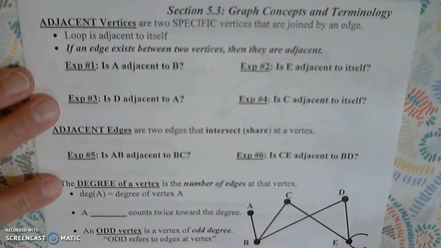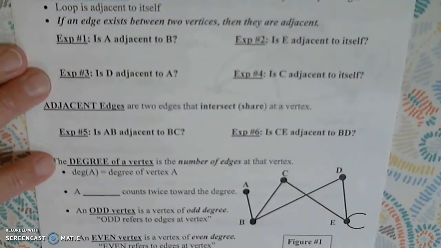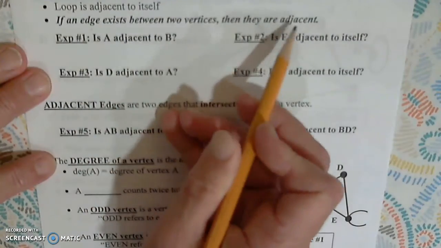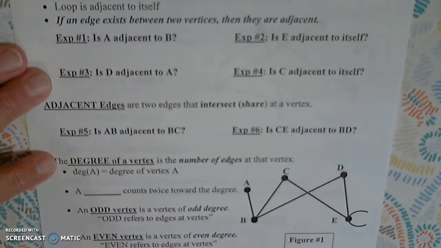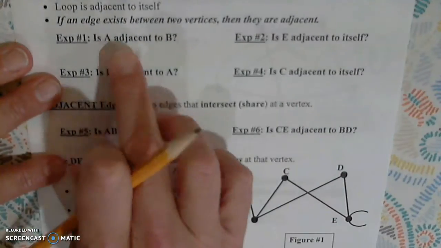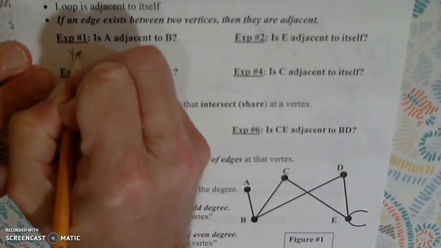So if you remember back when we did loops, down here in the corner, E would be adjacent to E. All right. If an edge exists between two vertices, then they are adjacent. So if there's an edge, they're adjacent. So is A adjacent to B? Yes, it is.